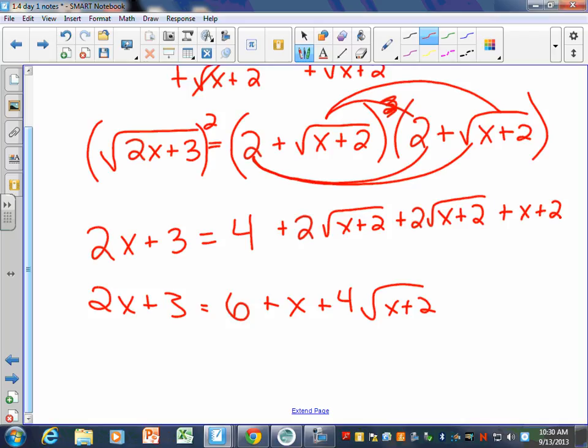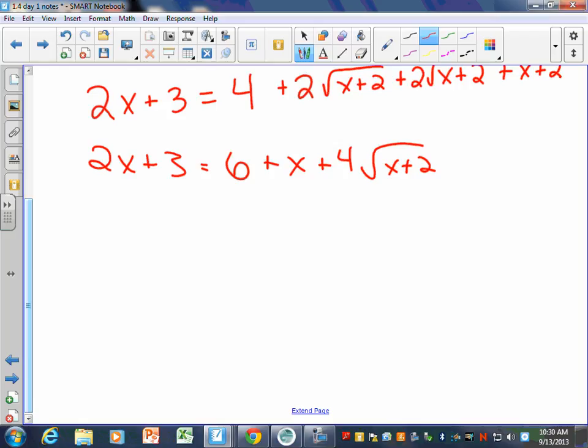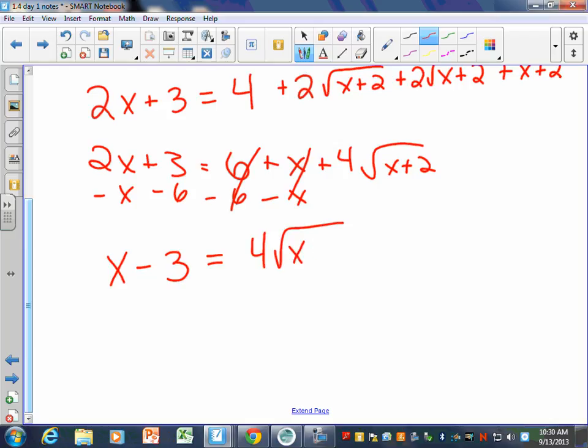Oh yeah, let's look at this. It does kind of get a little messy here. So I'm going to subtract x. And I'm going to subtract 6. We're not subtracting 4 here. 4 is multiplied by that, so hold on to that 4 for a second. And we would get x minus 3 equals 4 times the square root of x plus 2. We have a choice. Hold on, we'll figure it out if we want to divide. You don't have to.